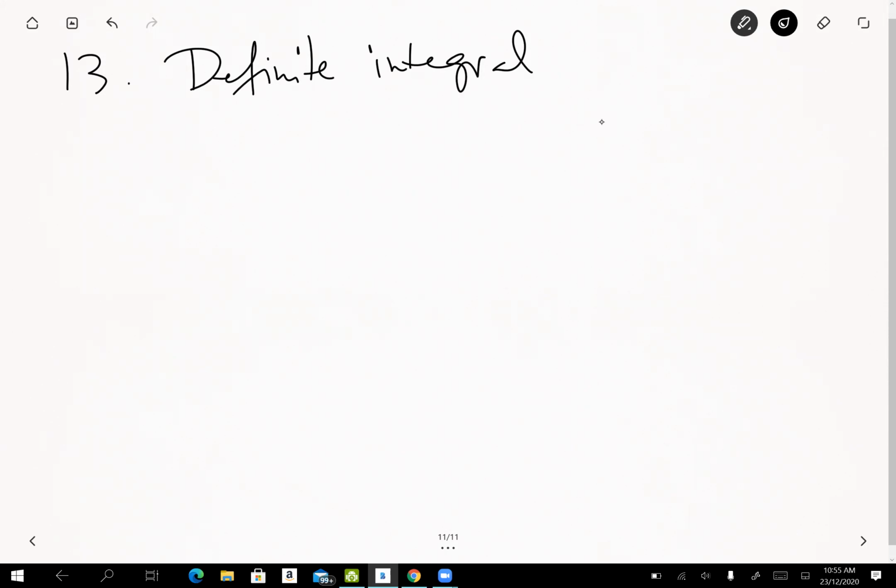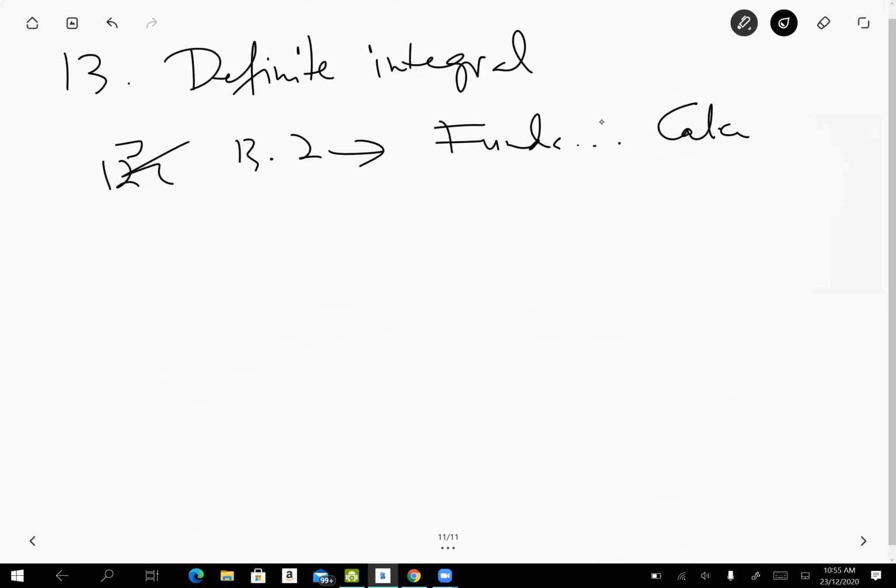Okay, I want you to read 13.1, no need to think about that. You go to 13.2, I'm sorry, 13.2. You read the fundamental theorem of calculus. There is one theorem there, the fundamental theorem of calculus. Just read that. That will be the basis of the definite integral. I will come back shortly. Read that theorem.